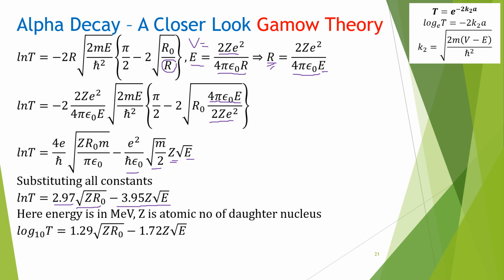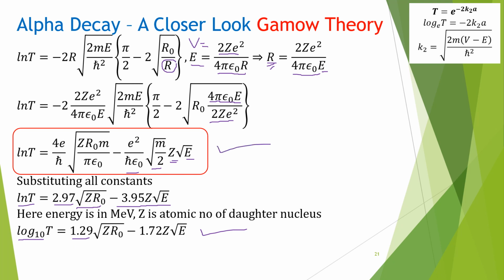We can rewrite that as log t to the base 10. We are shifting from log to the base e to log to the base 10, and the constants are changed by the multiplying factor, and this equation appears like this. So this is the final equation we have, and this one is after substituting the numerical values.